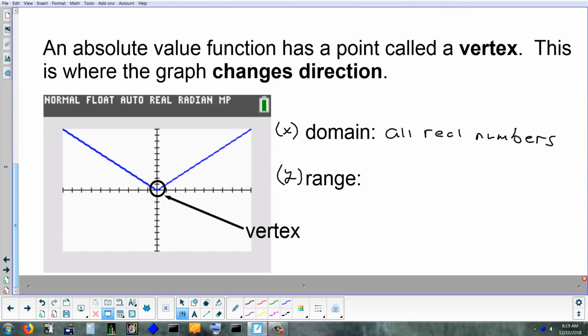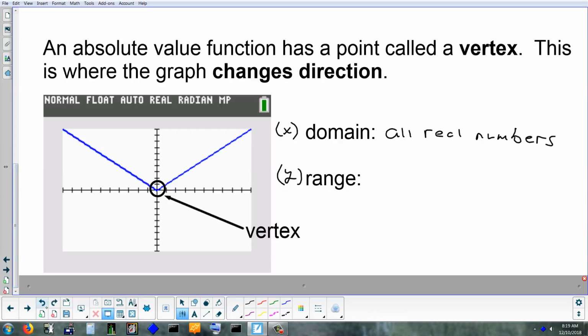Now, range is a little different. Range is how far the graph goes up and down. Does it look like this graph goes up forever and down forever? What do you think, Gigi? No. Which one doesn't it do? It doesn't go down, right? We'll call this vertex right here the lowest point, and then it goes up from there.